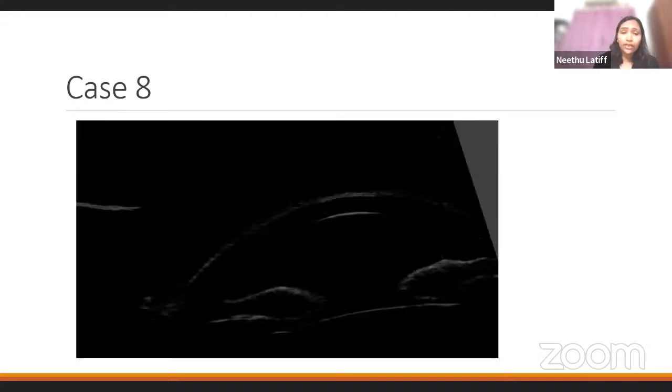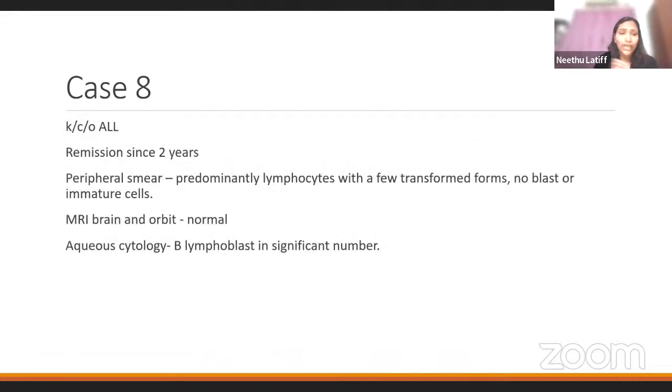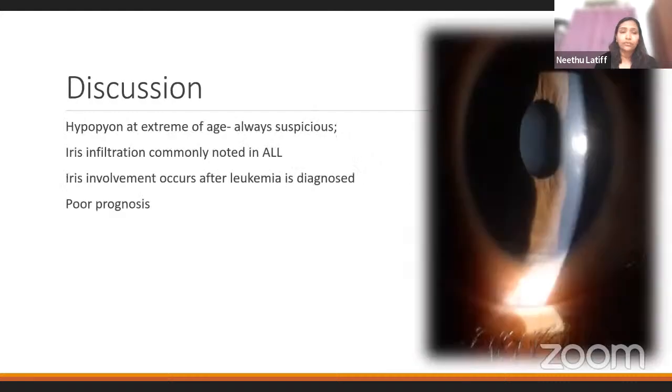Then we took a detailed history, and we came to know that it was a known case of acute lymphoblastic leukemia. Remission since 2 years, peripheral smear predominantly lymphocytes, MRI brain and orbit was normal. Aqueous cytology, B lymphoblasts in significant number were noted.